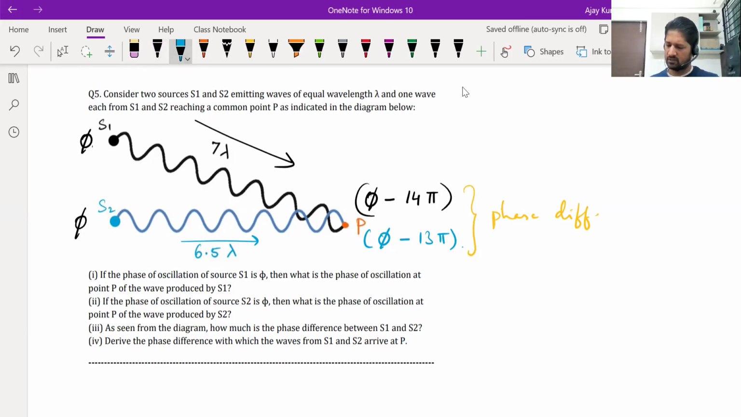Okay, in the diagram, you can see they are oscillating in phase with each other. Then derive the phase difference with which they arrive at point P. Just subtract these two, and they arrive with a phase difference of pi. Okay.